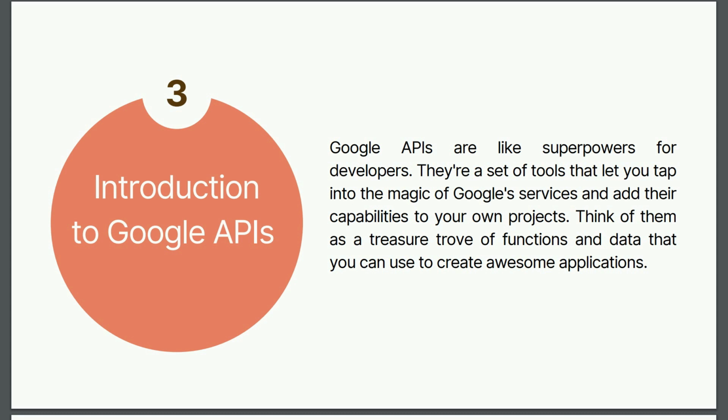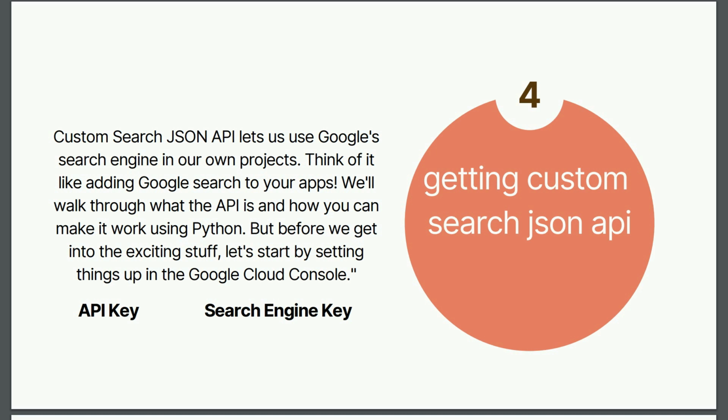They are a set of tools that let you tap into the magic of Google services and add their capabilities to your own project. Think of them as a treasure trove of functions and data that you can use to create awesome applications. The API that we are going to use in this project is the Custom Search JSON API. This API lets us use the Google search engine in our own projects. Think of it like adding Google search to your apps.